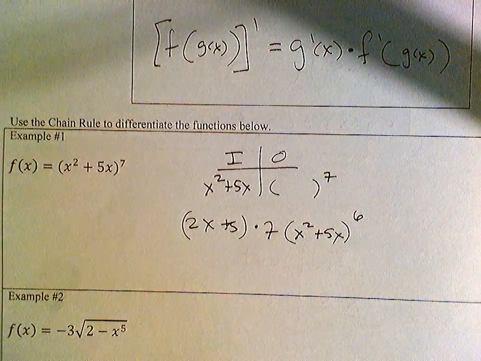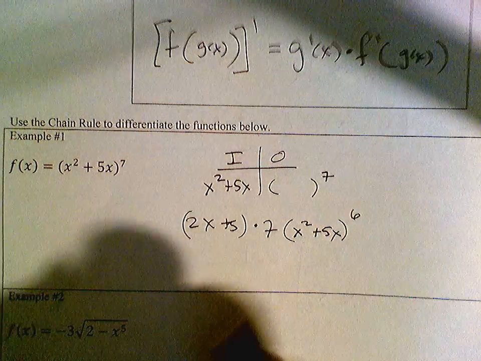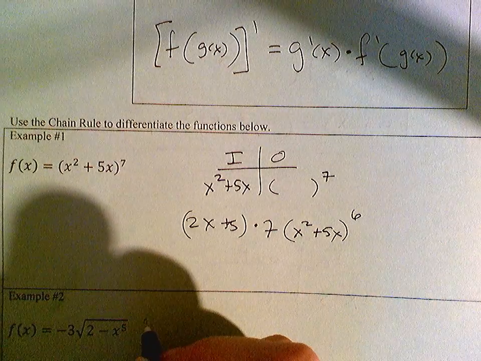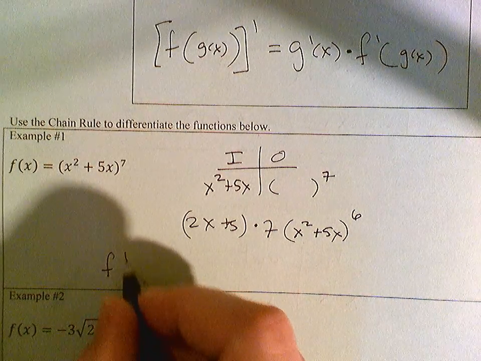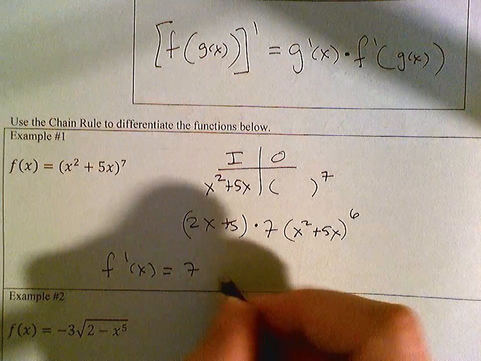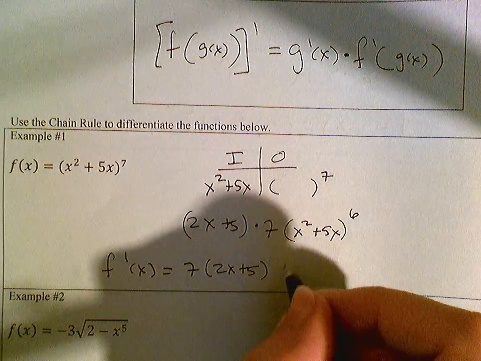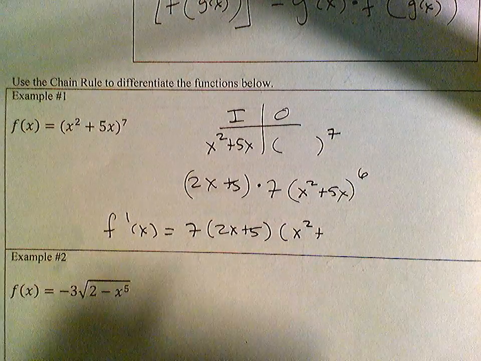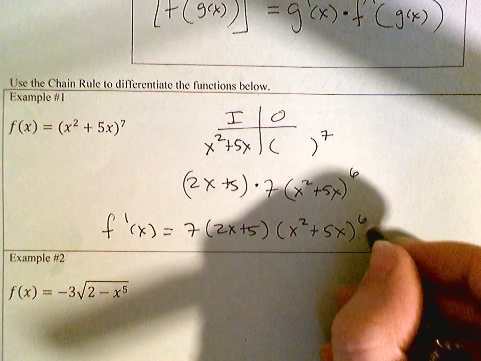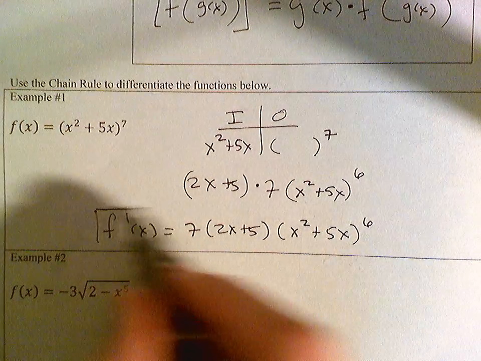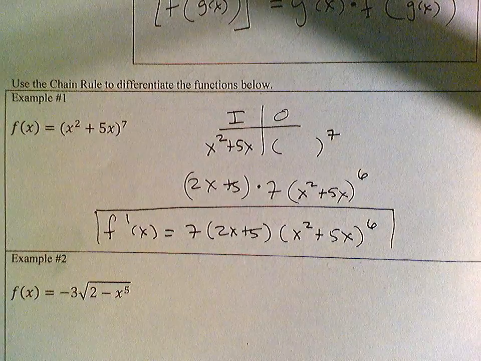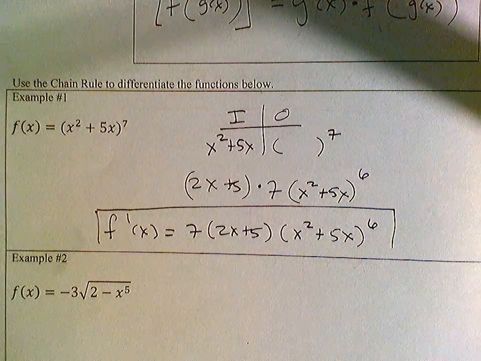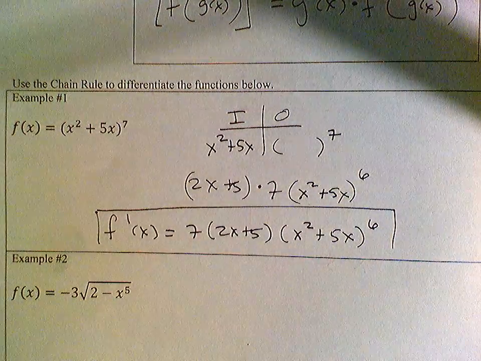Okay? So there's that, guys. You don't really need to simplify anything, but I'm going to move this constant out front. So my final answer, I'll have f prime of x equals 7 times 2x plus 5 times x squared plus 5x to the 6th. Okay, so that's the final answer. It's just convention to put coefficients out in front, so that's why I'm doing that. But you could have left it like that and it would have been fine.